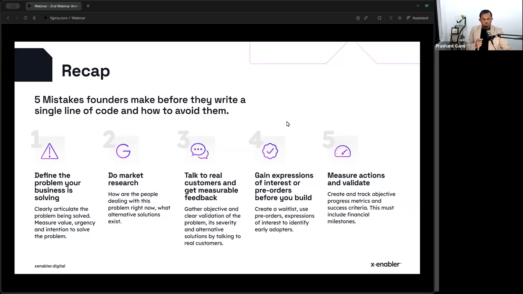And to do that, don't just rely on Google search or desk analysis. Go and talk to real customers. Get some measurable feedback. Talk to them, ask them questions not about your solutions or whether you will use these features, but about the problem. Are you facing this problem? What are you doing to solve this problem? If this problem is solved, what is the value to you? How will it change what you are currently facing? So talk about the problem, not the solution, but the problem itself.